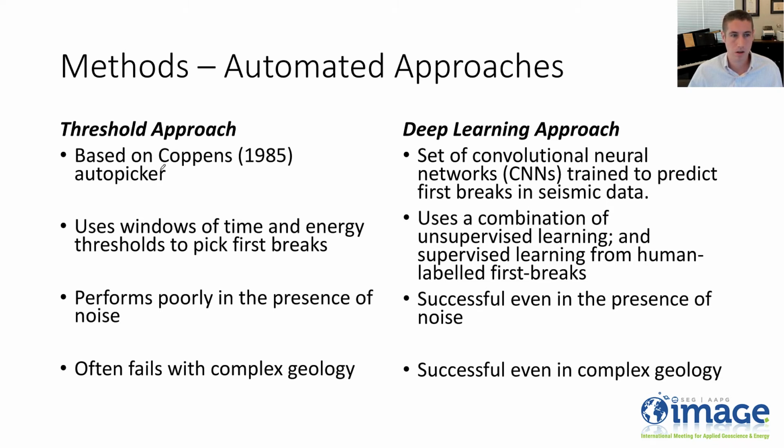It is based on the Coppens 1985 paper, and it uses time windows and user-defined energy thresholds to pick first breaks. The threshold approach works well when the signal-to-noise ratio is relatively high, but tends to fail in the presence of noise. The threshold values can be adjusted manually to create slightly different pickers. However, the result is that the threshold approach only works well for certain portions of the survey and tends to fail in other portions, particularly when we have noise or complex geology.